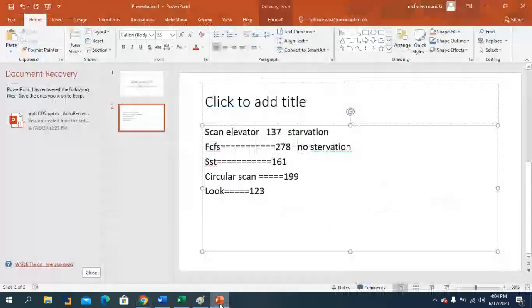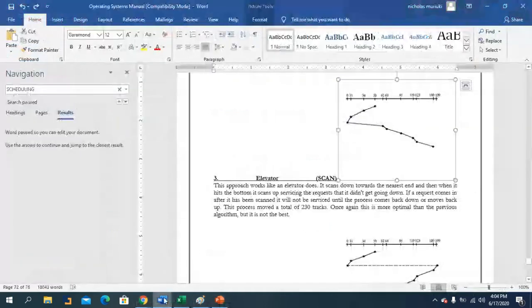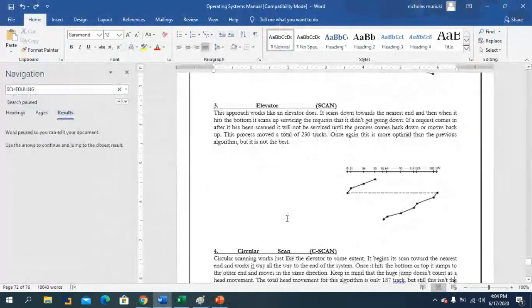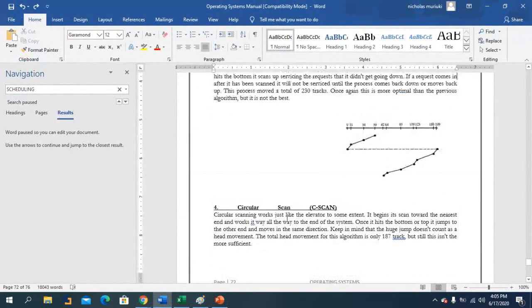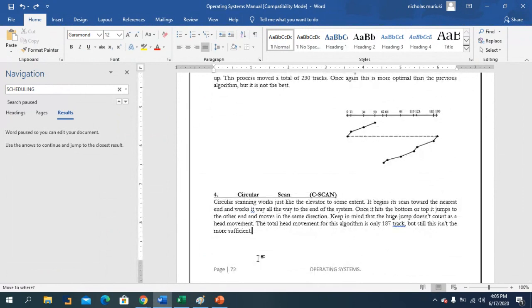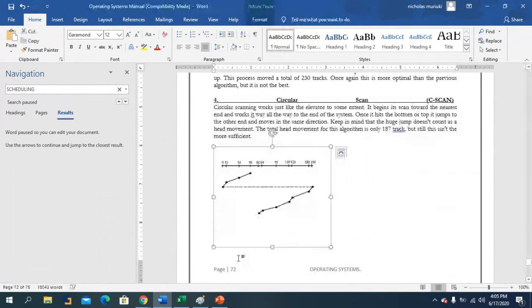So yeah, that's why we are saying, if you look at the notes, I don't want to use these diagrams. I think now you can understand the diagrams and position where they are supposed to be. We are saying in a circular scan, just like the elevator, to some extent, it begins to scan towards the nearest end and it works away with that. So this is now the one that you are supposed to carry to this point. So for this case, we find that this is the best algorithm that you can have.